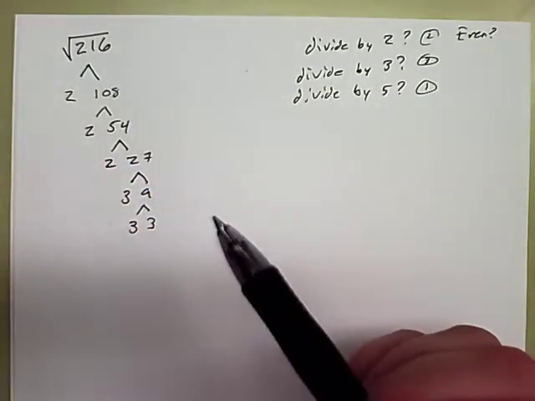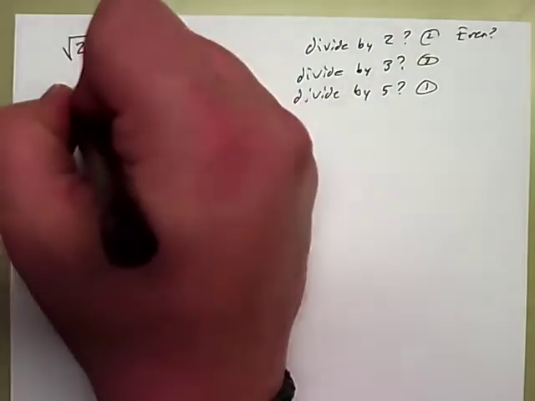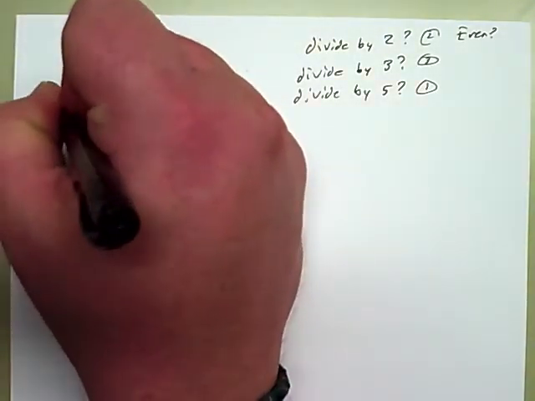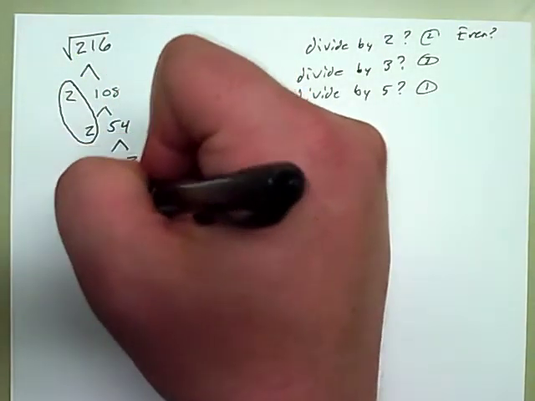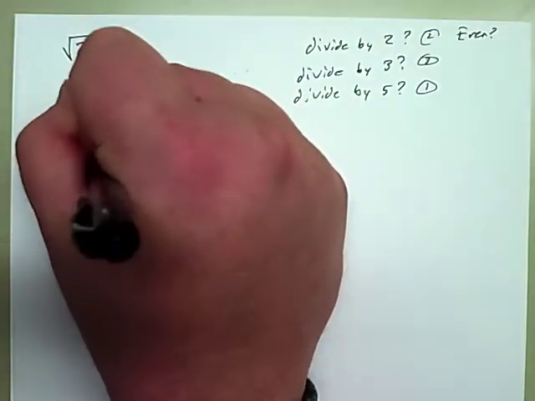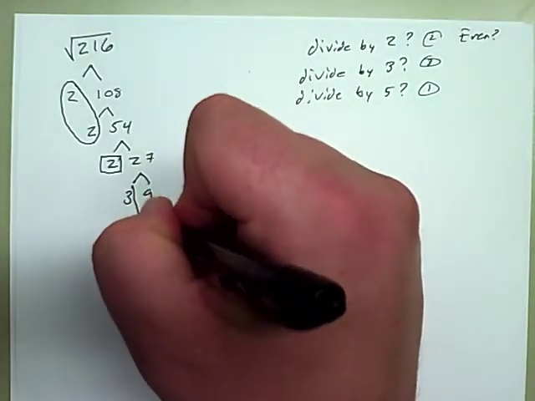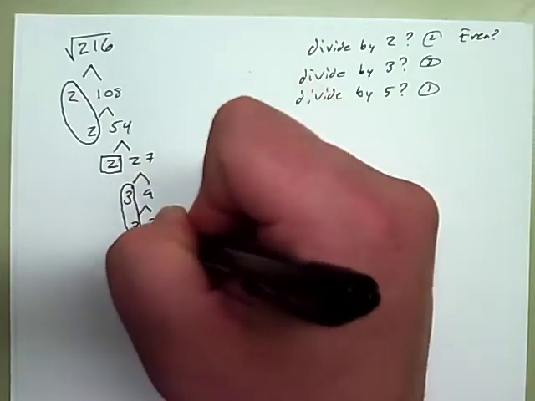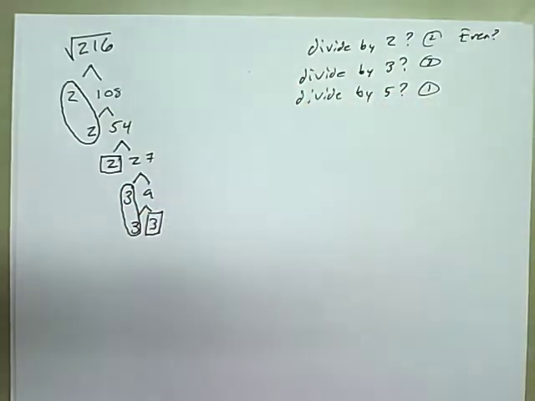So now I'm going to circle groups of 2. So this 2 has a friend right here. That 2, there's not another friend to go with that 2, so I'm going to put a box around him. You have a group of 3s. And there's not another friend for that 3, so I'm going to put a box around him.